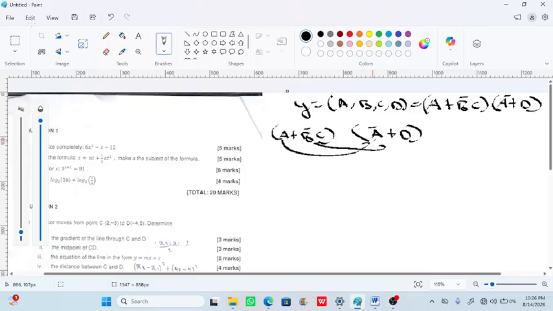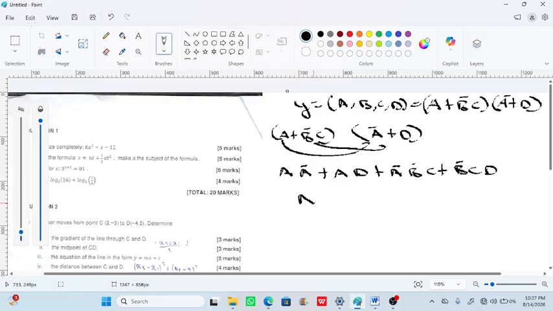So a multiplied by a prime, we're going to have a a prime, plus a multiplied by d, we're going to have plus ad. Okay, we're done with a. We go to b prime c. So b prime c multiplied by a prime, we're going to have plus a prime b prime c. Plus b prime c multiplied by d, we're going to have b prime c d. Okay, this is what we're going to have.